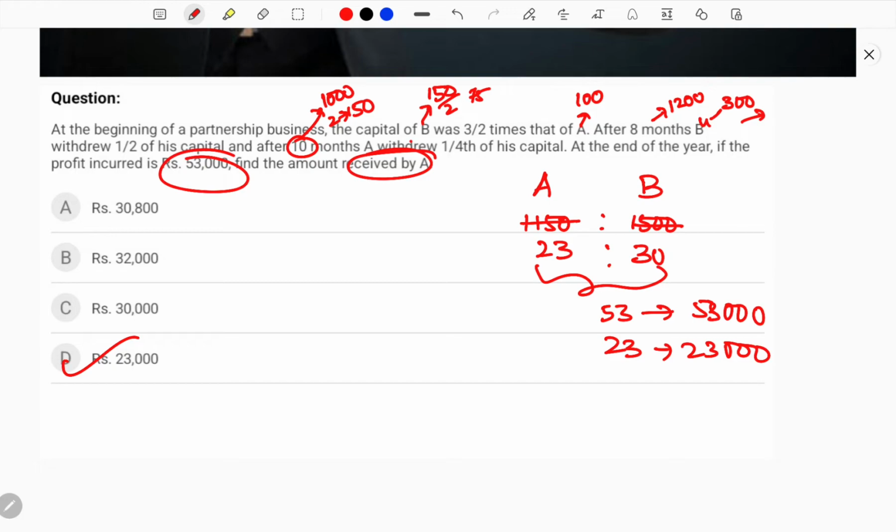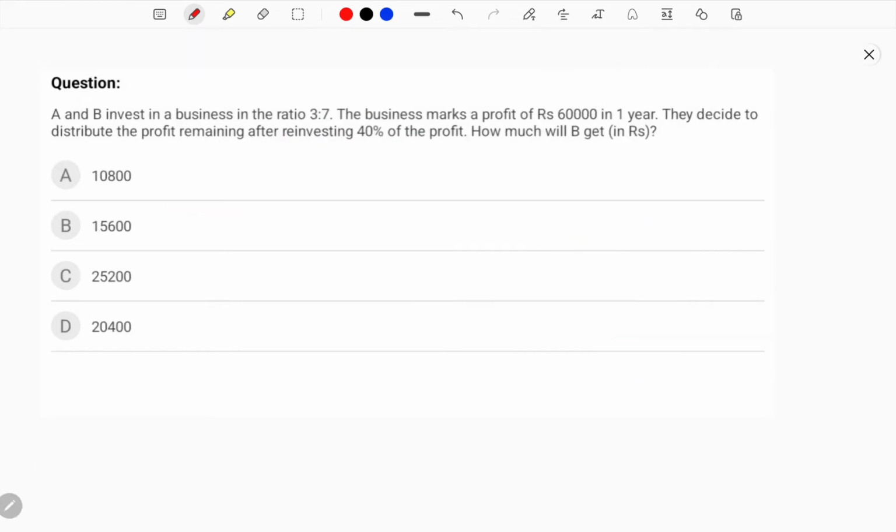Okay, let's move on to the next problem and solve it quickly. Here I'm explaining, so it takes 1 to 2 minutes. If you solve it in a quicker manner with your understanding of basic concepts, it will be solved in less time. Okay students, let me come to the next question.